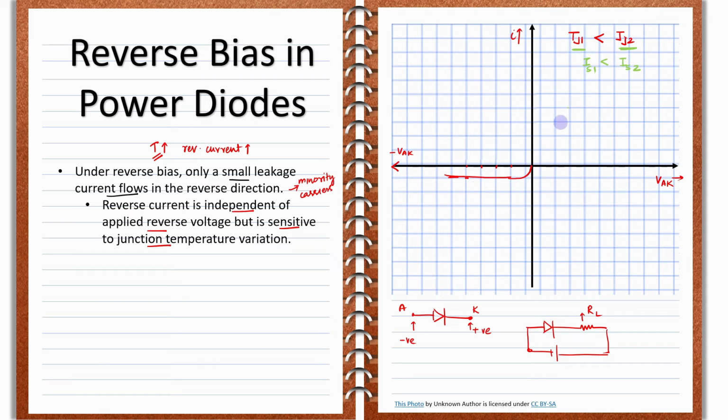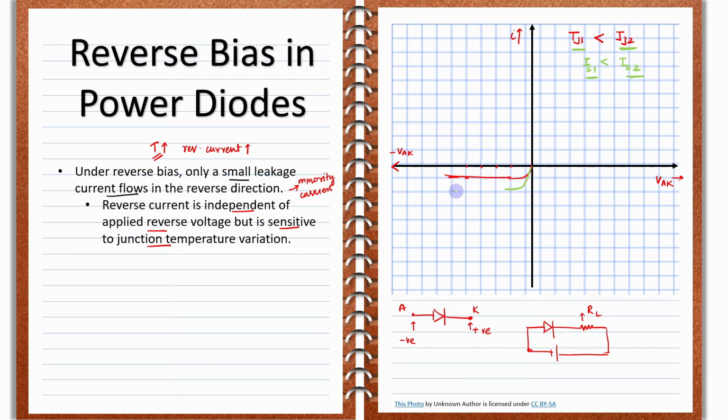The red one is the IS1, and I will draw a green graph which will be IS2. Naturally, you know that since the junction temperature of the second case is higher than the junction temperature of the first case, the second saturation current will be higher than the first case. So that will look something like this.